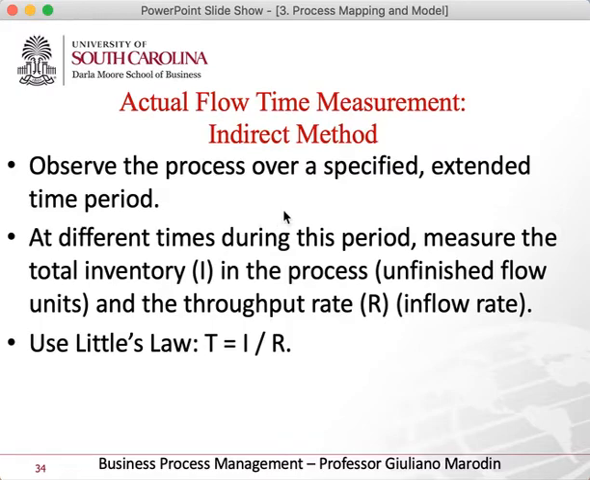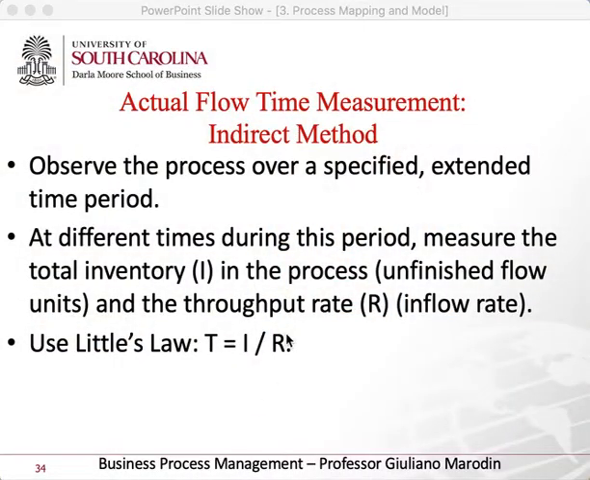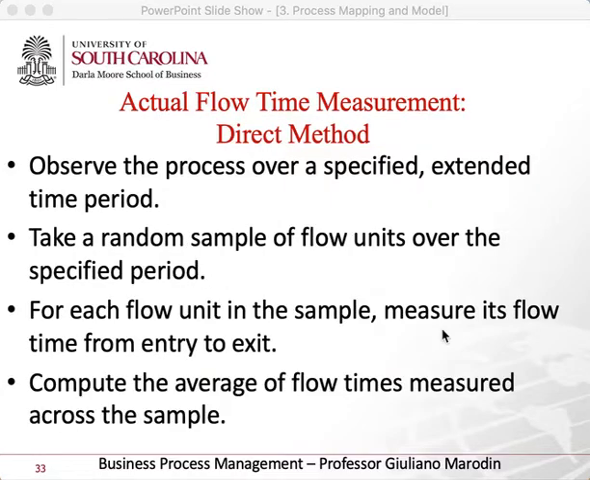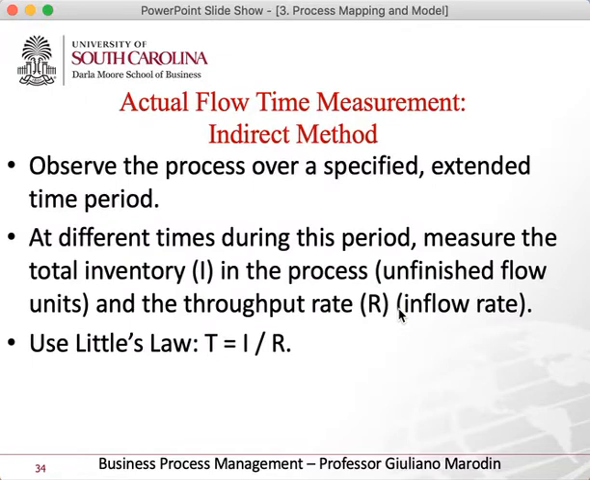You can also have an indirect method where you are basically looking at how many units you have there and estimating the time it takes to go through the whole process steps, right? So that's called an indirect method because you're not collecting data about each individual observation at a time. You're just calculating the inventory and the throughput rate to calculate the flow time. Here we use Little's law.